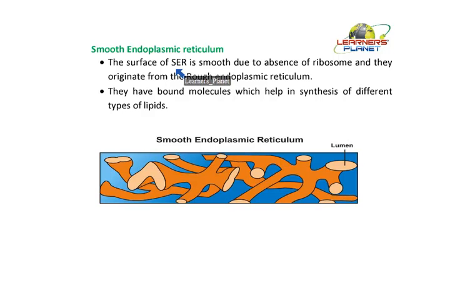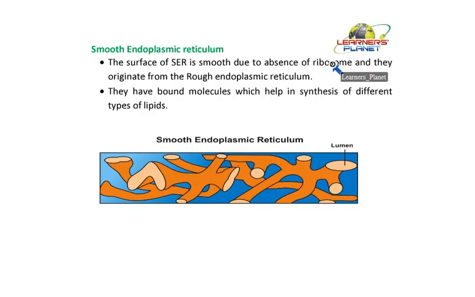While if these are absent in the smooth endoplasmic reticulum, then of course the surface is smooth, but can you think how it is going to affect things over there? The effect would be something different. The ribosome is involved in protein synthesis, so this function of protein synthesis could not be performed by the smooth endoplasmic reticulum.